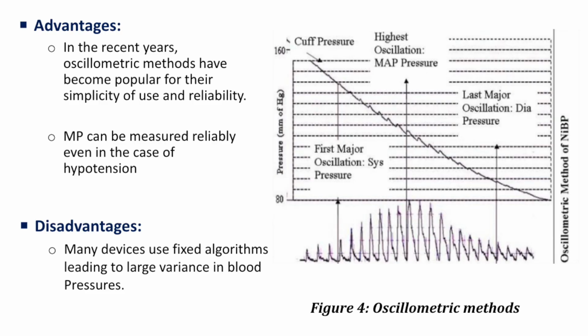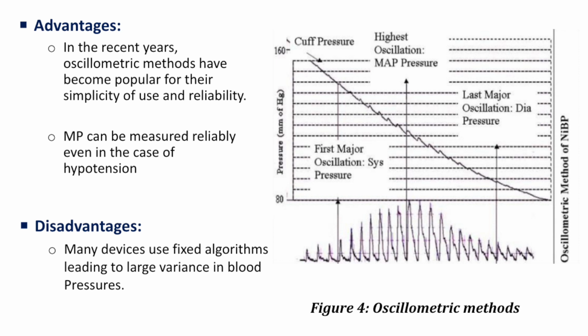Now coming to the advantages of this method, in recent years, oscillometric methods have become popular for their simplicity of use and reliability. Mean pressure can be measured reliably even in the case of hypotension. A disadvantage of this method is that many devices use fixed algorithms leading to large variance in blood pressures.